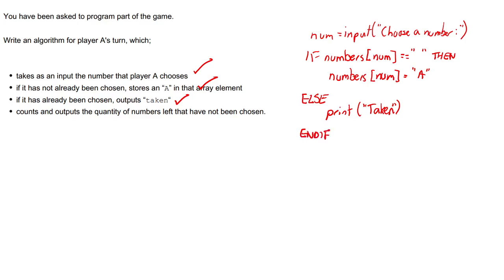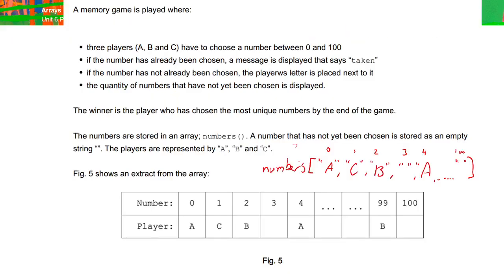Right then. So this is difficult. Counts and outputs the quantity of numbers left that have not been chosen. So this is where we have to look through this array and count the number of indices which have got a blank string in, haven't got A or B or C. Okay, there's a couple of ways of doing this.